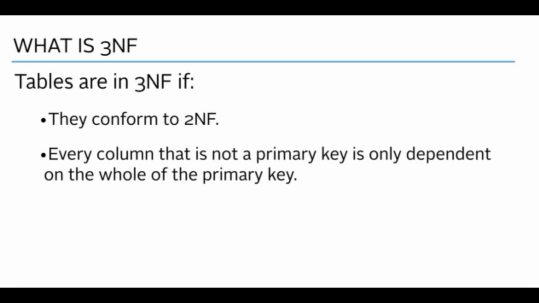So this sounds a little bit like second normal form, but every column that's not a primary key must only be dependent on the whole of the primary key. So any column which is not a primary key cannot depend on any other column which is not a primary key. So this sounds pretty complicated, so let's look at this with an example.